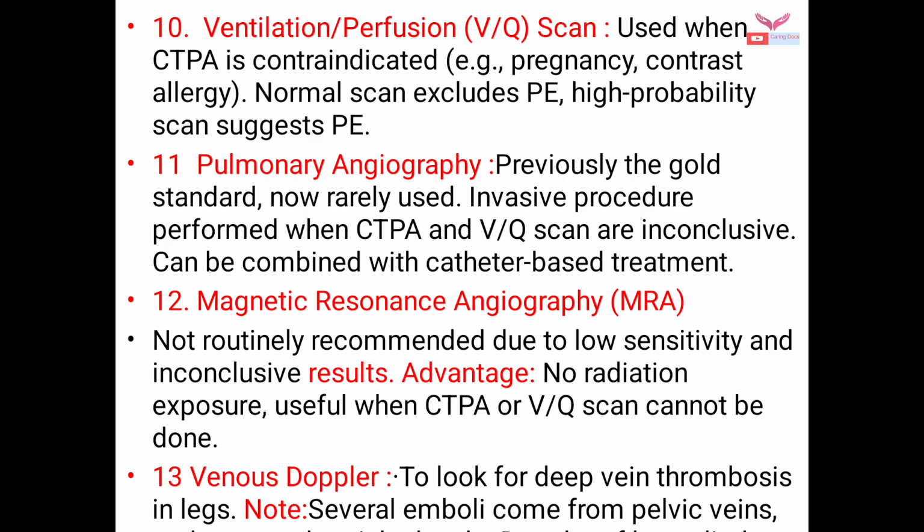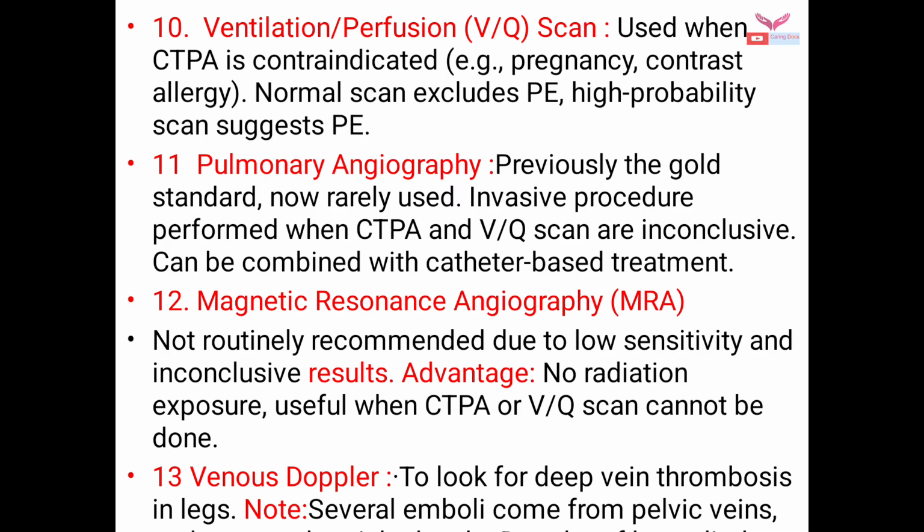If CTPA is contraindicated, for example, in patients with pregnancy, contrast allergy, we do ventilation-perfusion scan. Normal scan excludes the pulmonary embolism. High probability scan suggests pulmonary embolism. Pulmonary angiography, though it was initially done, nowadays is rarely used. Invasive procedure, it was performed when CTPA and VQ are inconclusive. It can be combined with catheter-based treatment.